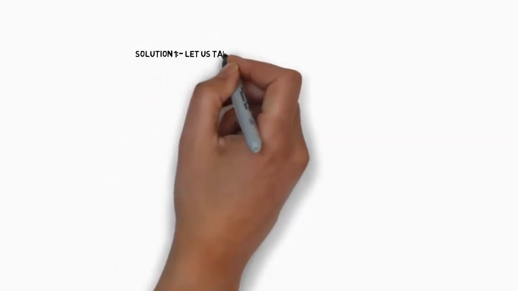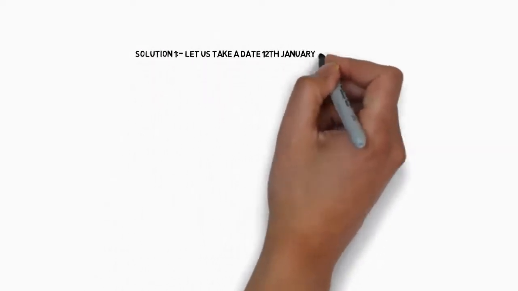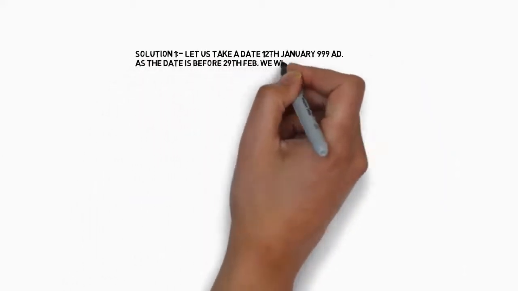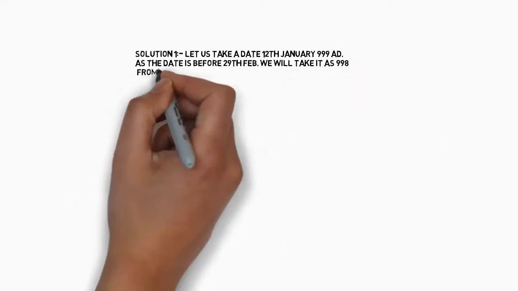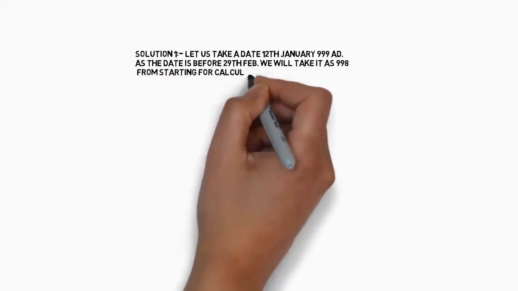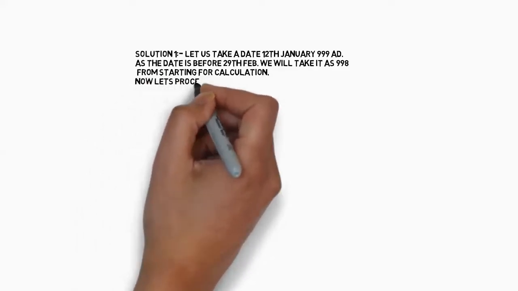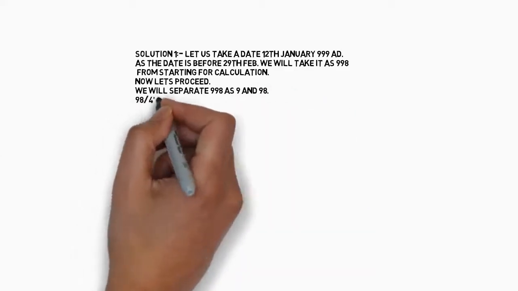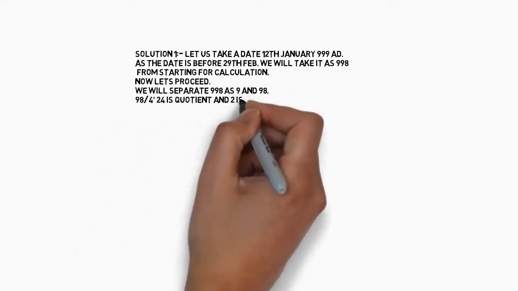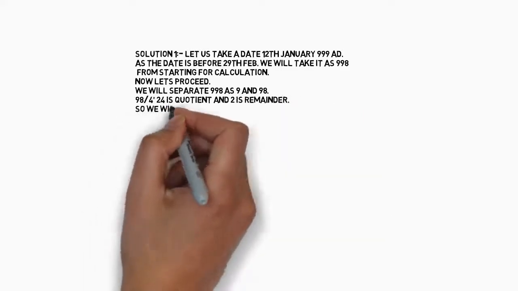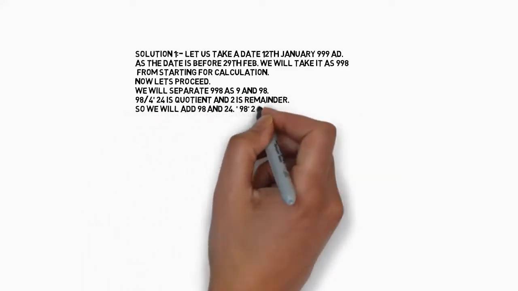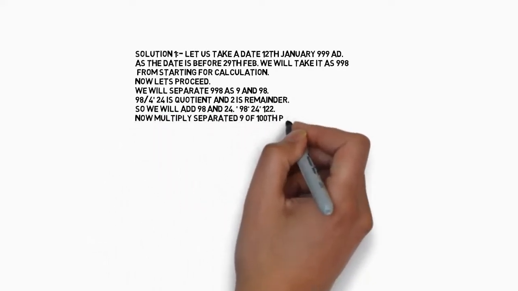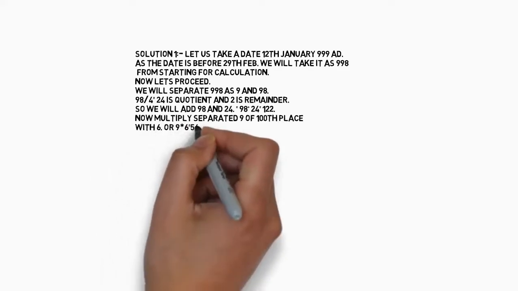Solution 1. Let us take the date the 12th of January 999 AD. As the date is before the 29th of February, we will take it as 998 from the start for calculation. Now let's proceed. We will separate 998 as 9 and 98. 98 divided by 4 equals 24 as quotient and 2 as remainder. So we will add 98 and 24. 98 plus 24 equals 122.